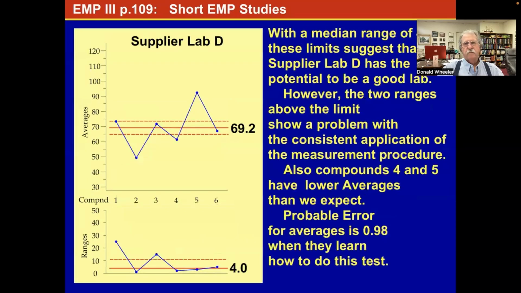Laboratory D, with a median range of 4, these limits suggest that supplier lab D has a potential to be a good lab. However, the 2 ranges above the limits on the range chart show a problem with the consistent application of the measurement procedure. Moreover, compounds 4 and 5 need to be higher up to get good parallelism. Probable error here is about 1 unit when they learn how to do the test. I think we're looking at learning effects here in this chart.